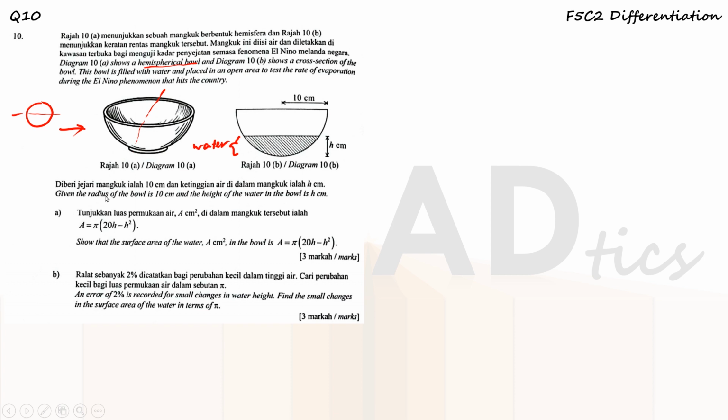Now they also gave us some additional information. The radius of the bowl here is 10 cm, and the height of the water is h. Now we need to find the surface area of the water. This means that if I view it from the top, the surface area will look something like this, a circle, because the bowl is hemispherical. To find this surface area, we need to use the formula, which is pi r squared. Now the problem is, how do we find the radius, which is here? And how do we prove that the surface area of the water is this equation?